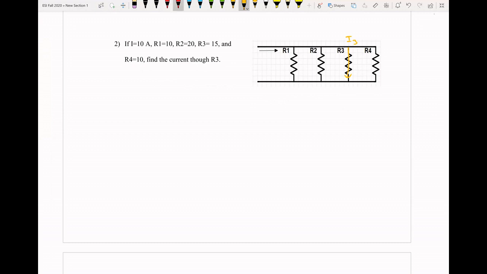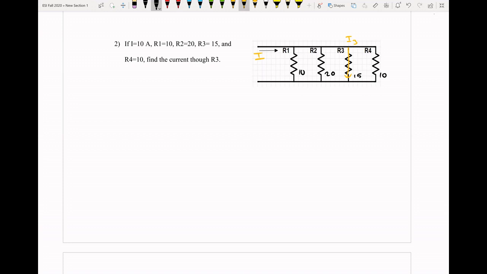Looking at our given information, I is 10 amps, so this here is I. R1 is 10, R2 is 20, R3 is 15, and R4 is 10. And it wants to know what the current through I3 is.